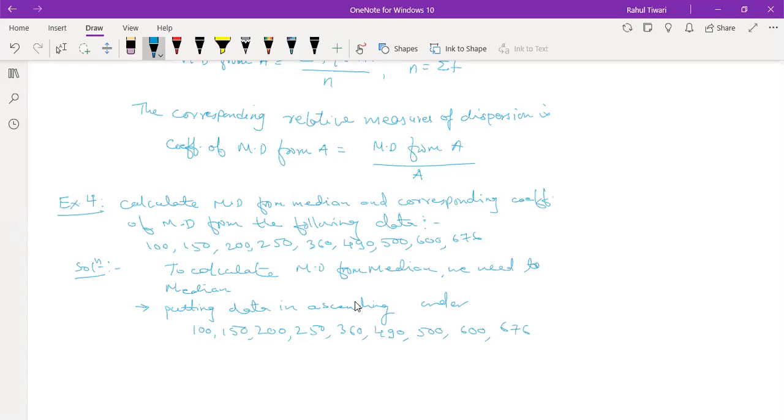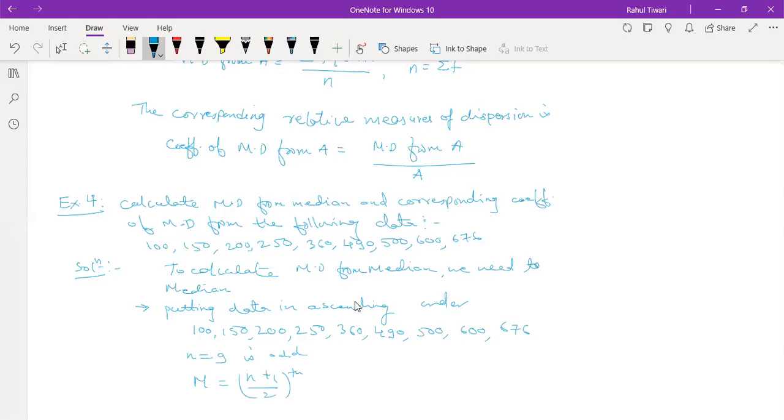So just count 2, 4, 6, 8, 9. So your n is 9, right? And to get the median, what is the formula for median? When n is even, we take the middle value. When n is odd, what is the formula? The (n plus 1) by 2th observation.